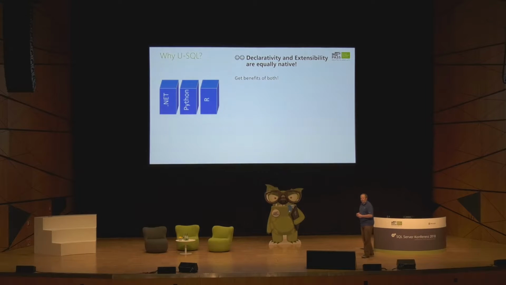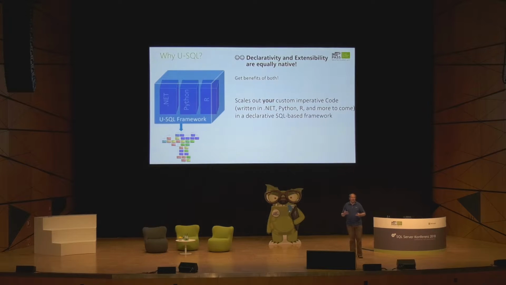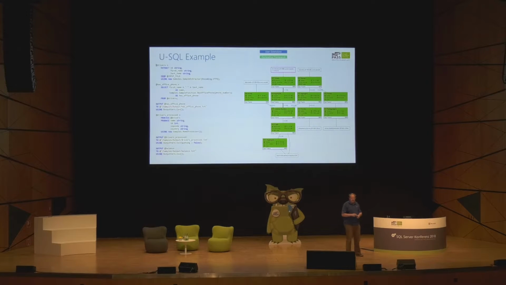So what we actually do is we have this U-SQL framework that takes your custom code written in .NET, Python, R, etc., and scales it out in a declarative SQL-based framework, so that you don't have to worry about the topology of your scale-out architecture. So let me show you an example of a U-SQL script here. On the left-hand side, you see a script that does an extract, a select, output, process, etc. And on the right-hand side, you see an equivalent job graph that could be generated out of this script.